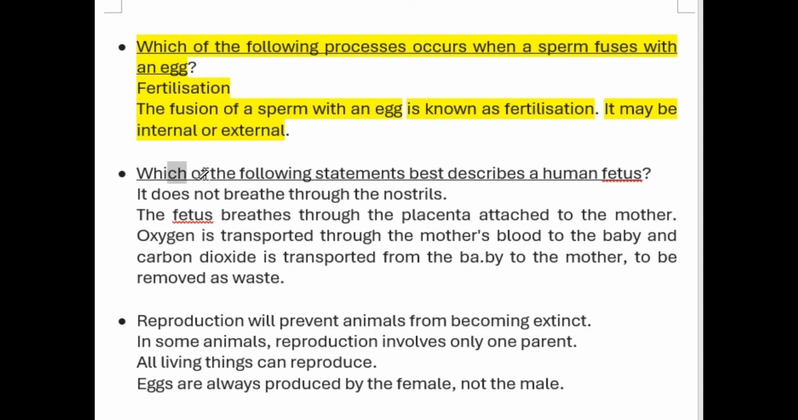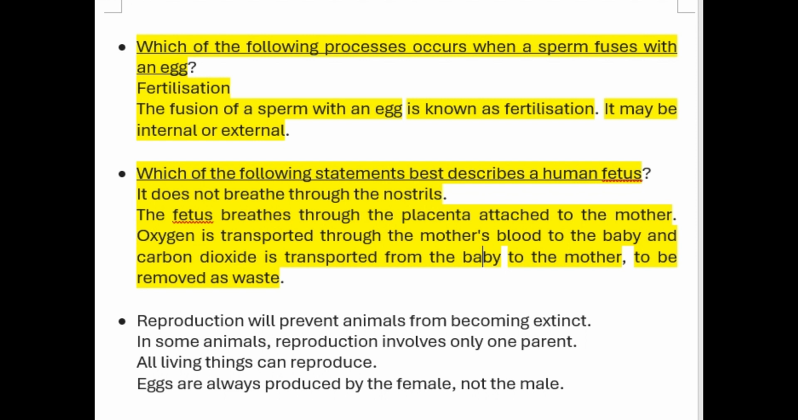Which of the following statements best describes a human fetus? It does not breathe through the nostrils. The fetus breathes through the placenta attached to the mother. Oxygen is transported through the mother's blood to the baby, and carbon dioxide is transported from the baby to the mother to be removed as waste.